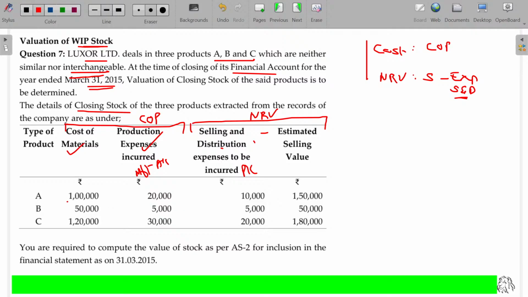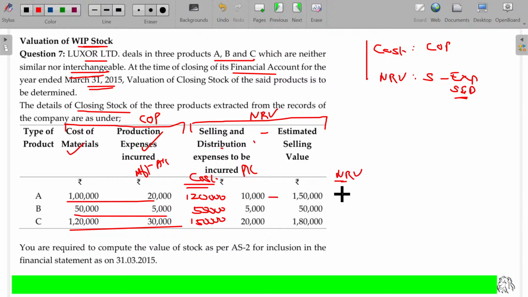Now, cost in this case being 1,20,000, 55,000, 1,50,000. This is cost. What about the NRV? From 150 you have to subtract 140, that is 120... 50 minus 5, 45. 180 minus 20, 160.